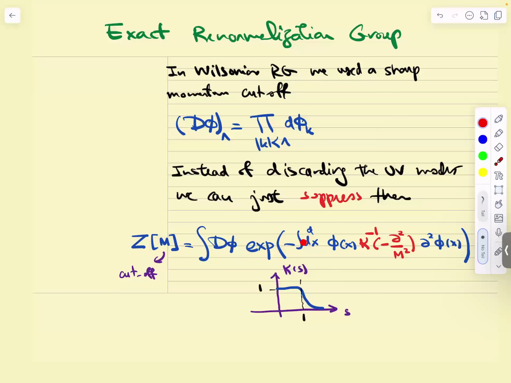So what have you done? The weight function, the measure, now has a huge number sitting in front of it, e to the minus a huge number. That's tiny. So you're suppressing the contribution of such field configurations that are large-momentum heavy in the path integral. But you're not discarding any particular modes. This is a smooth cutoff. Good.